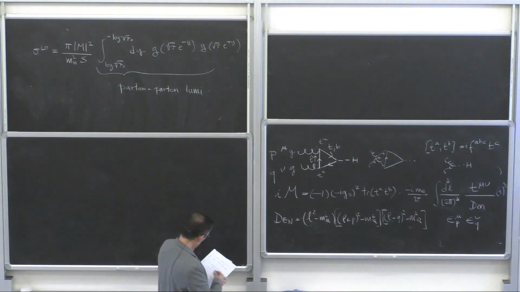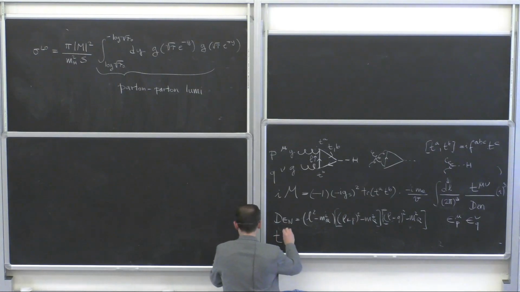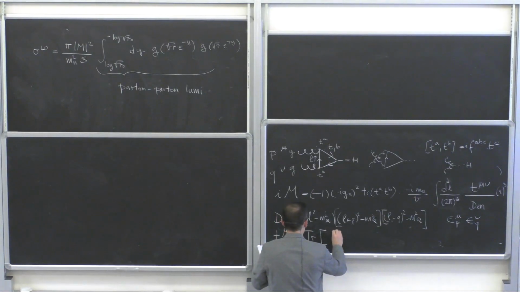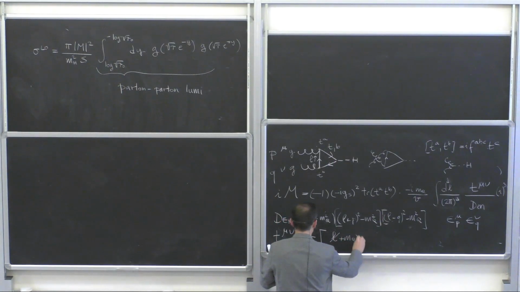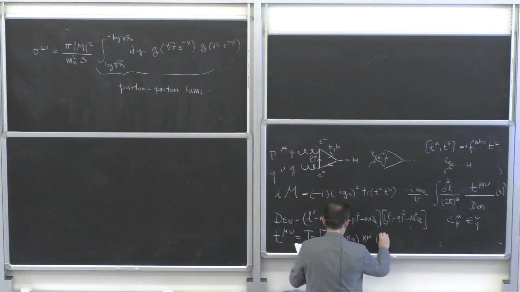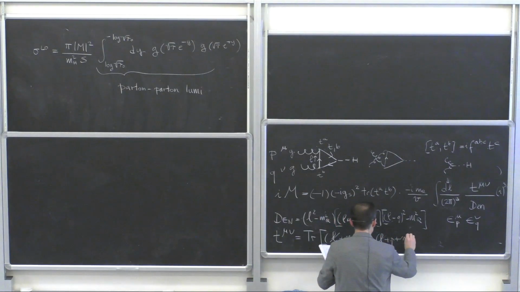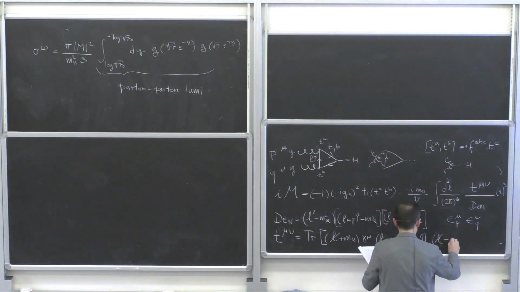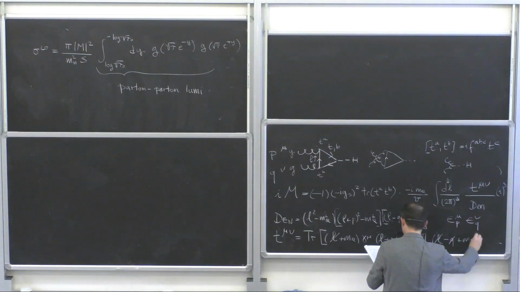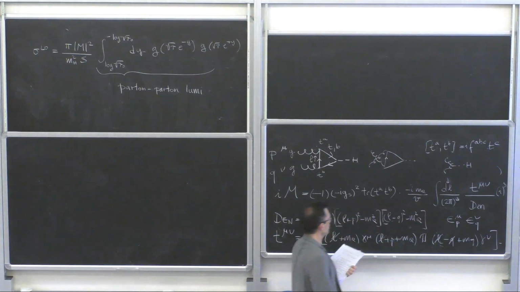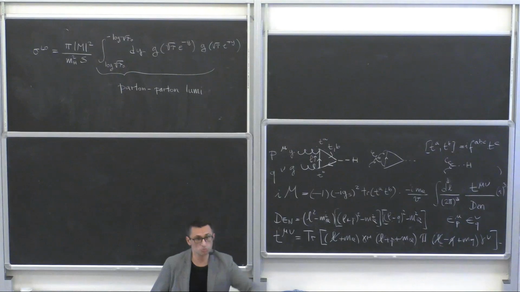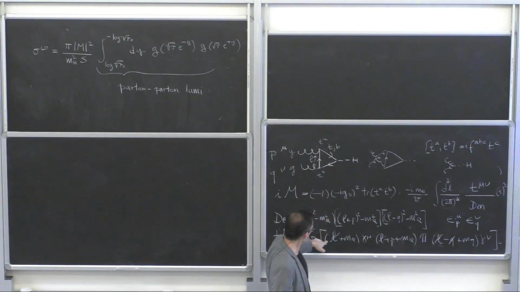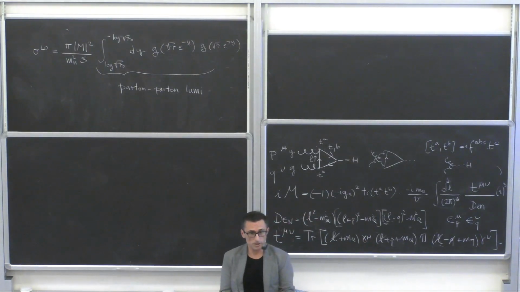So the numerator, which I write here, is the trace of (L slash plus MQ) gamma mu (L slash plus P slash plus MQ) 1 (L slash minus Q slash plus MQ) gamma nu. If you have done it, it's very easy actually to write it. It's a bit more difficult to calculate, but to write is easy. You put the propagators and the numerator is a trace because it's a closed loop of fermion.